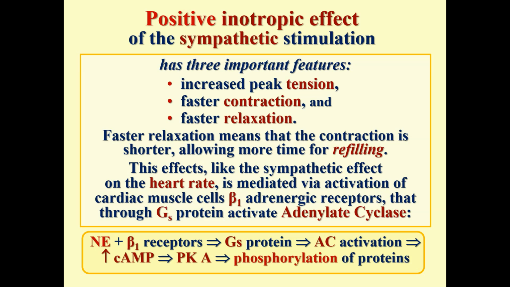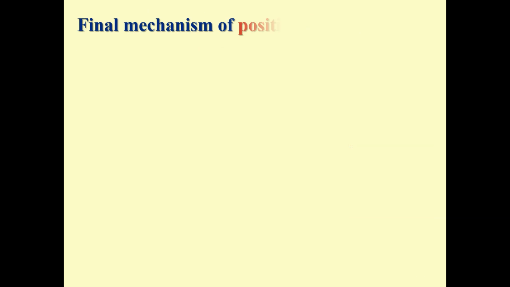It requires explanation, because there are a few substrate proteins in the heart muscle cells to produce all these three important parts of the positive inotropic effects. Final mechanism. What is phosphorylated finally?